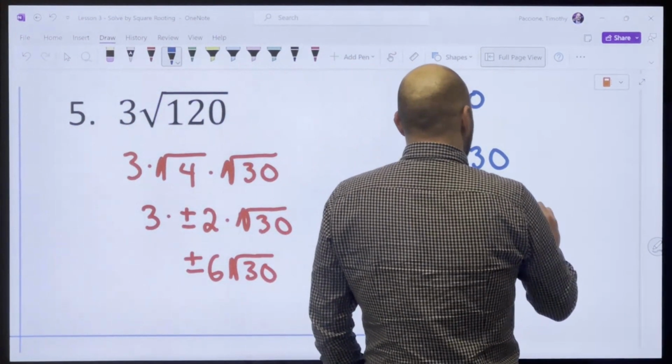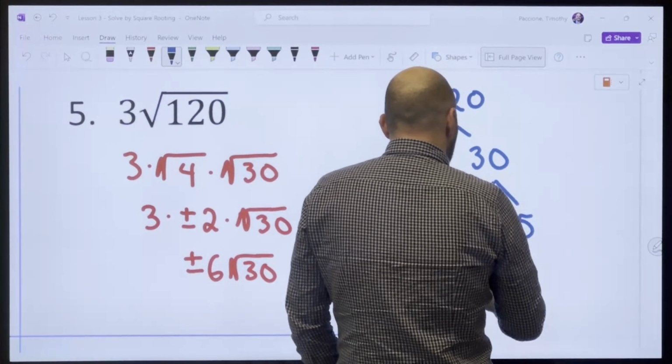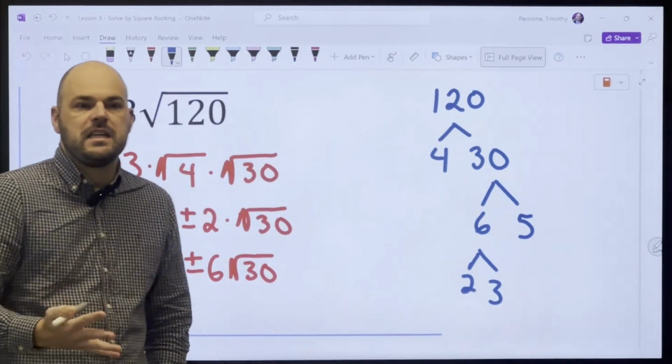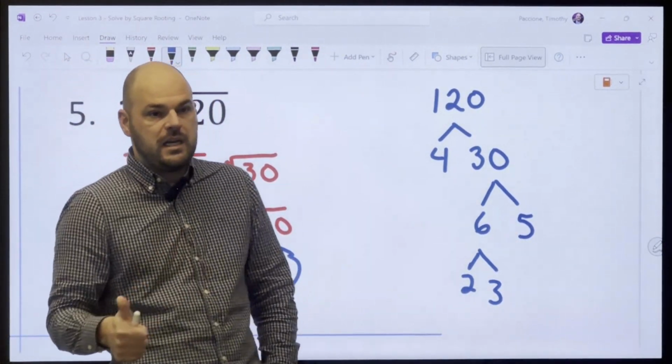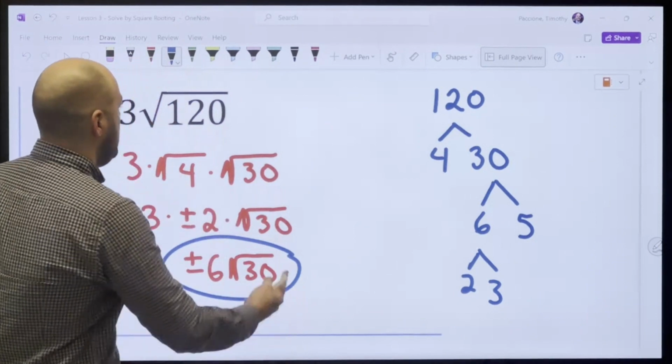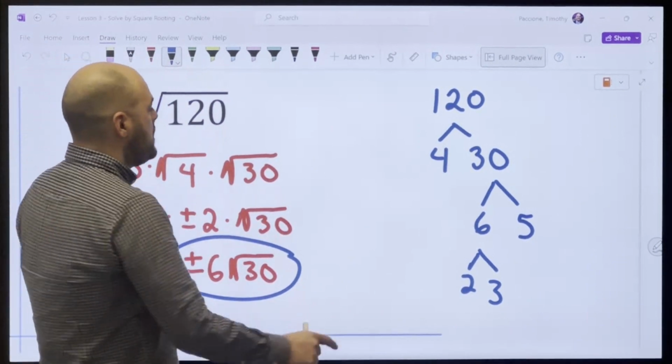Really, the only thing I could do here is say 6 and 5, 2 and 3. None of that is going to give me a perfect square. So that means this is fully simplified, and I'm done, right? This is more simplified than the original, okay?